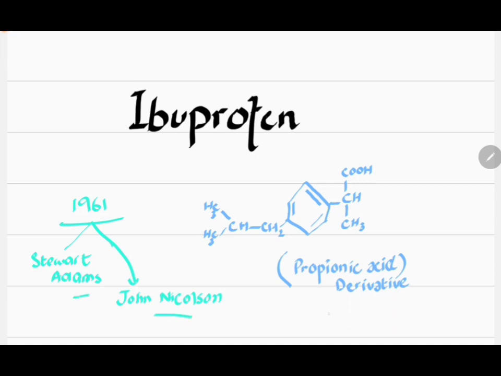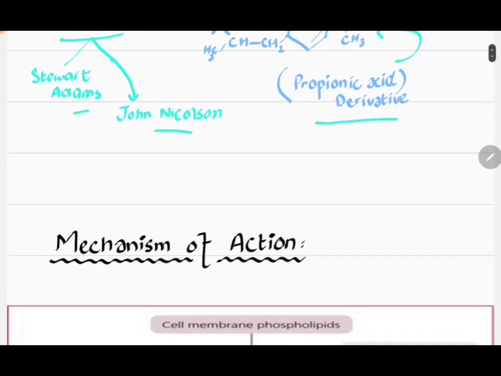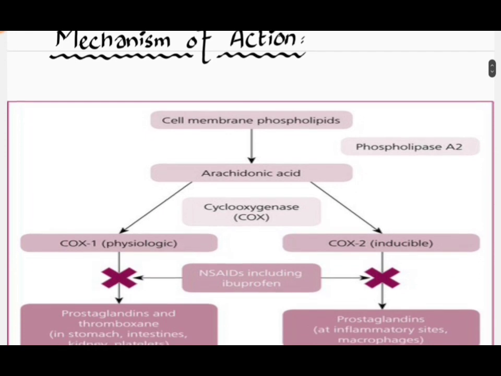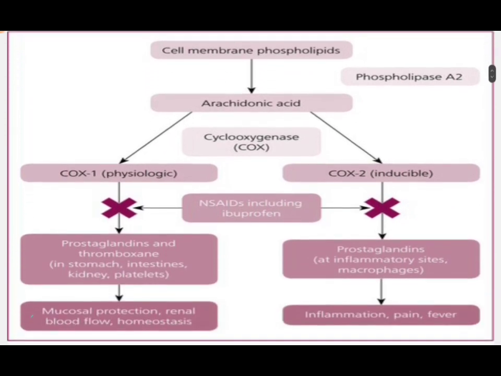Chemically, ibuprofen is a propionic acid derivative. Propionic acid is a carboxylic acid derivative, which is a naturally occurring organic compound. And from this propionic acid, the ibuprofen drug is synthesized. The mechanism of action of ibuprofen is that it inhibits the COX enzyme.